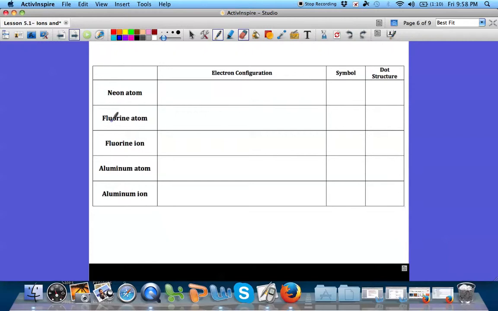The electron configuration for neon. This is the normal full electron configuration. We're going to start at hydrogen: 1s2, 2s2, 2p6. The symbol for neon is Ne.